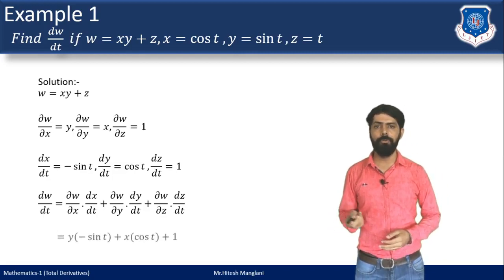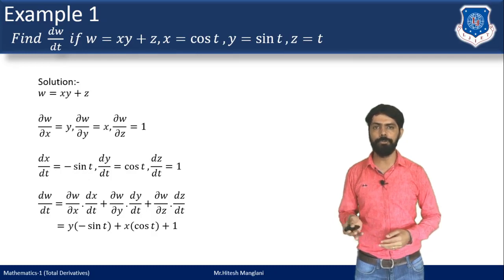Now putting all this into this result, del w by del x is y, and dx by dt is minus sin t.